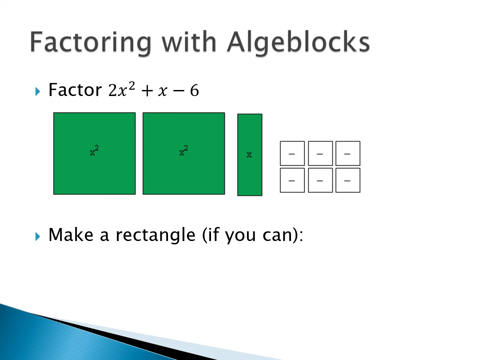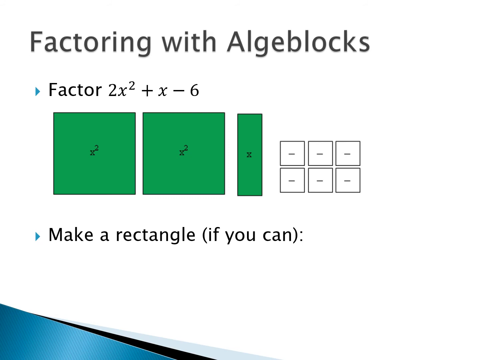Now, for these, we have 2x squared plus 1x, and then minus 6. Now, the tricky part with this is if you're going to try and make a rectangle, it really doesn't work with the way these are set up. And so that's not to say that you can't factor it, but we're going to have to get a little creative with how we make our rectangle.